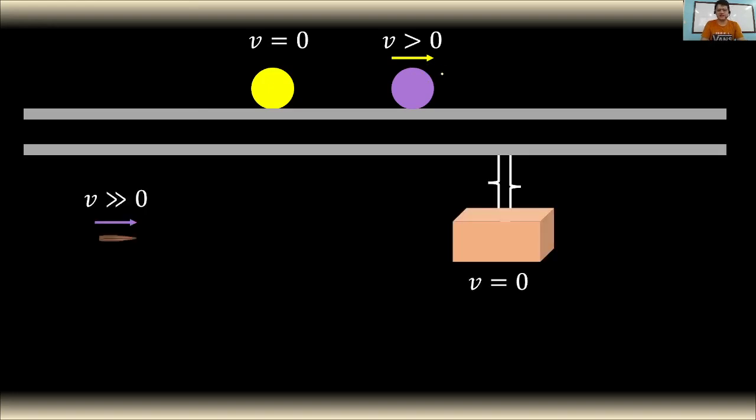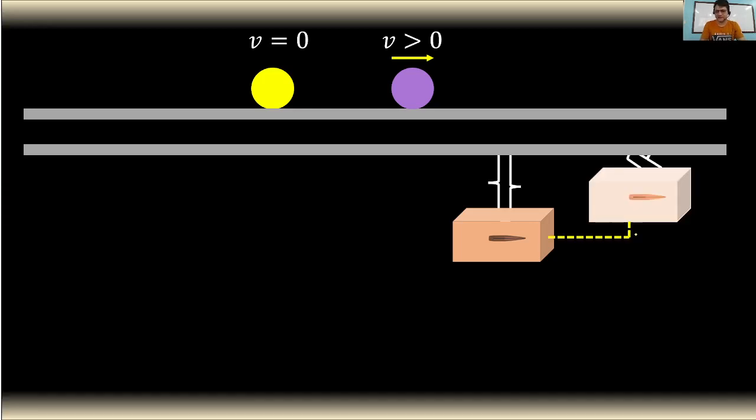Suppose we consider another illustration where we have a bullet that targets this block that is hanging from the ceiling. When the bullet targets this block and embeds with the block, they move together and rise to a certain height, which we may call height y.